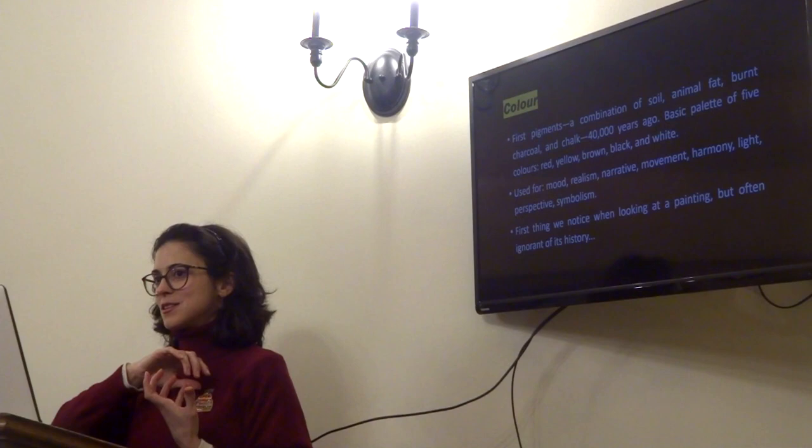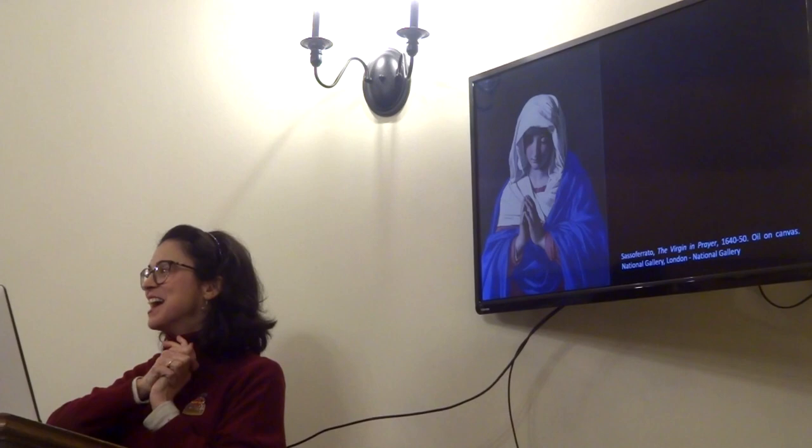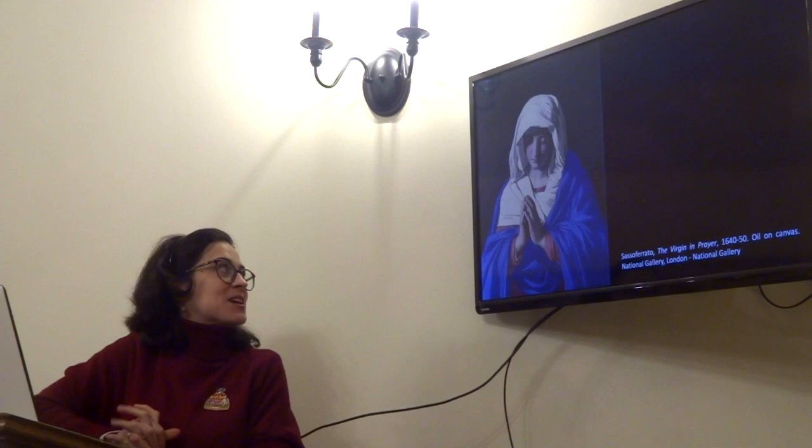So I'm going to show you one of my favorite paintings ever, which was in this room, not the painting, a reproduction of the painting. And then it disappeared, and I was really sad about it. So this is The Virgin in Prayer by Sassoferrato.